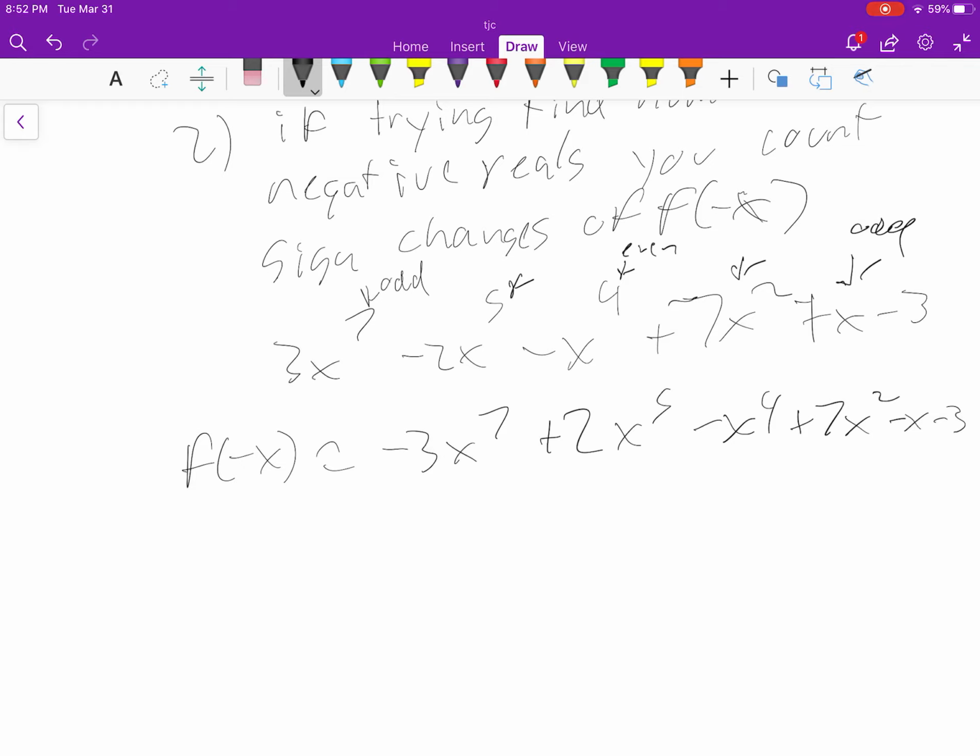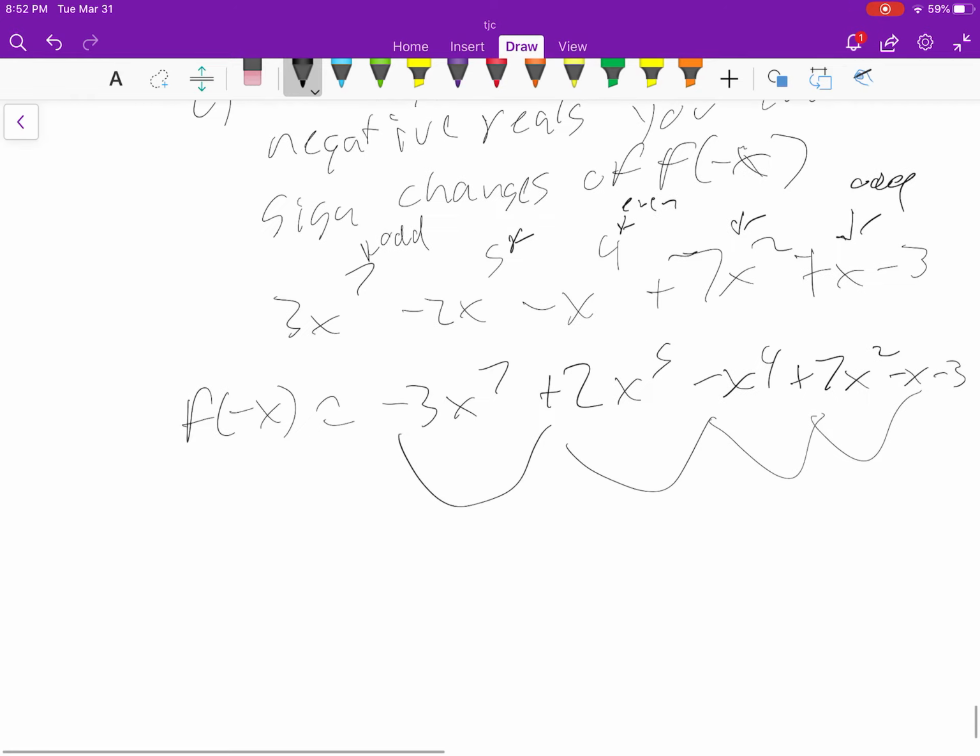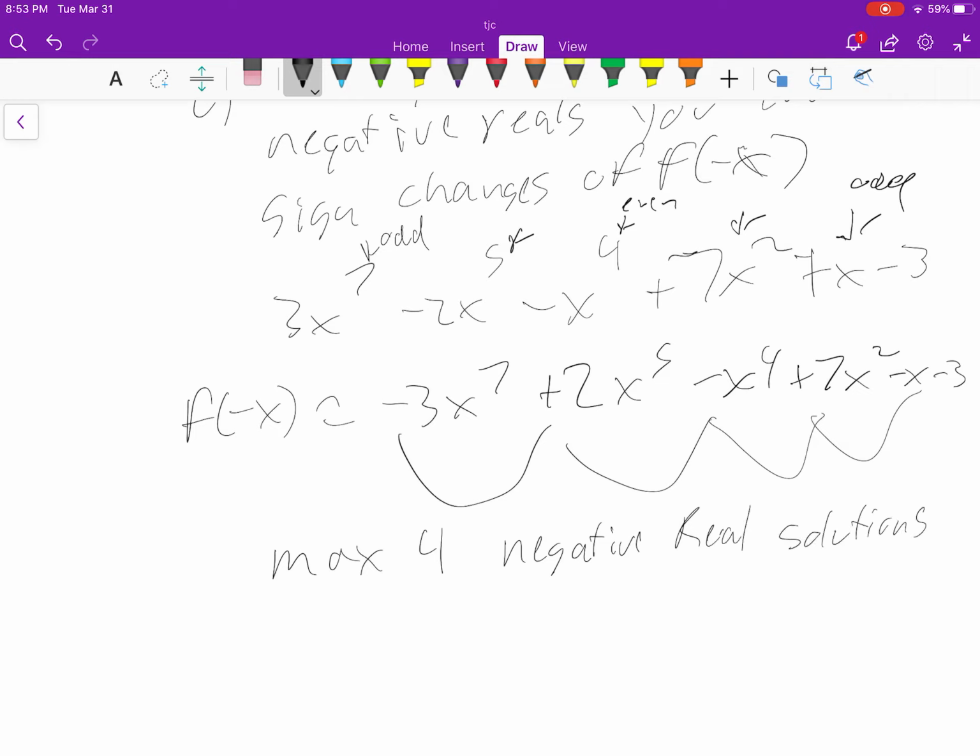Okay, and then we count up the sign changes. 1, 2, 3, 4. So in this one, we have 4 sign changes. So then we have a max of 4 negative real solutions. Okay.